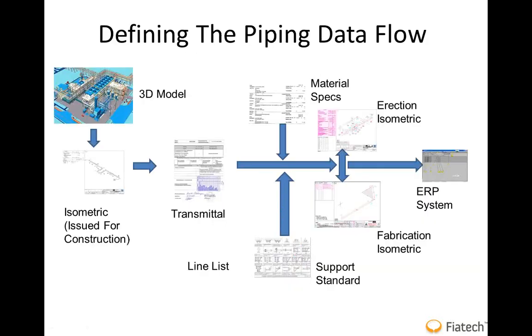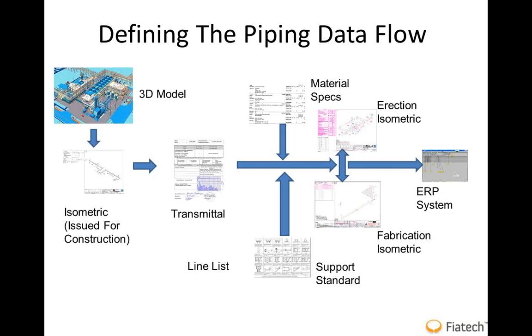Now, this is basically a piping data flow. If you notice, this is how things happen nowadays. You receive the 3D model. The 3D model produces for you a 2D isometric, which is normally for construction. Now, this 2D isometric is transmitted via an official EDMS transmittal to the contractor. Now, the contractor will take these drawings, and then he will generate out of it two types of drawing. One is called fabrication isometric, and the other is erection isometric.